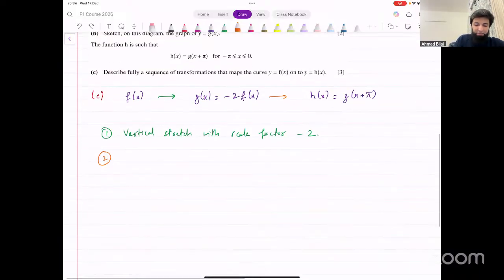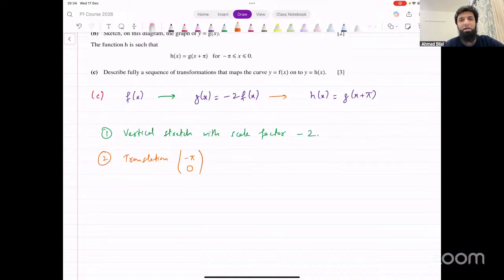So we can say it's a translation first of all. It's horizontal, so we will have some x component and the y component will be 0. What will be the x component? Plus pi means you're going pi units to the left. It will be negative pi and 0. That's the translation that we get from this. And that's our final result. Is that okay? Any issues with this? These are the two transformations that map f of x to h of x.